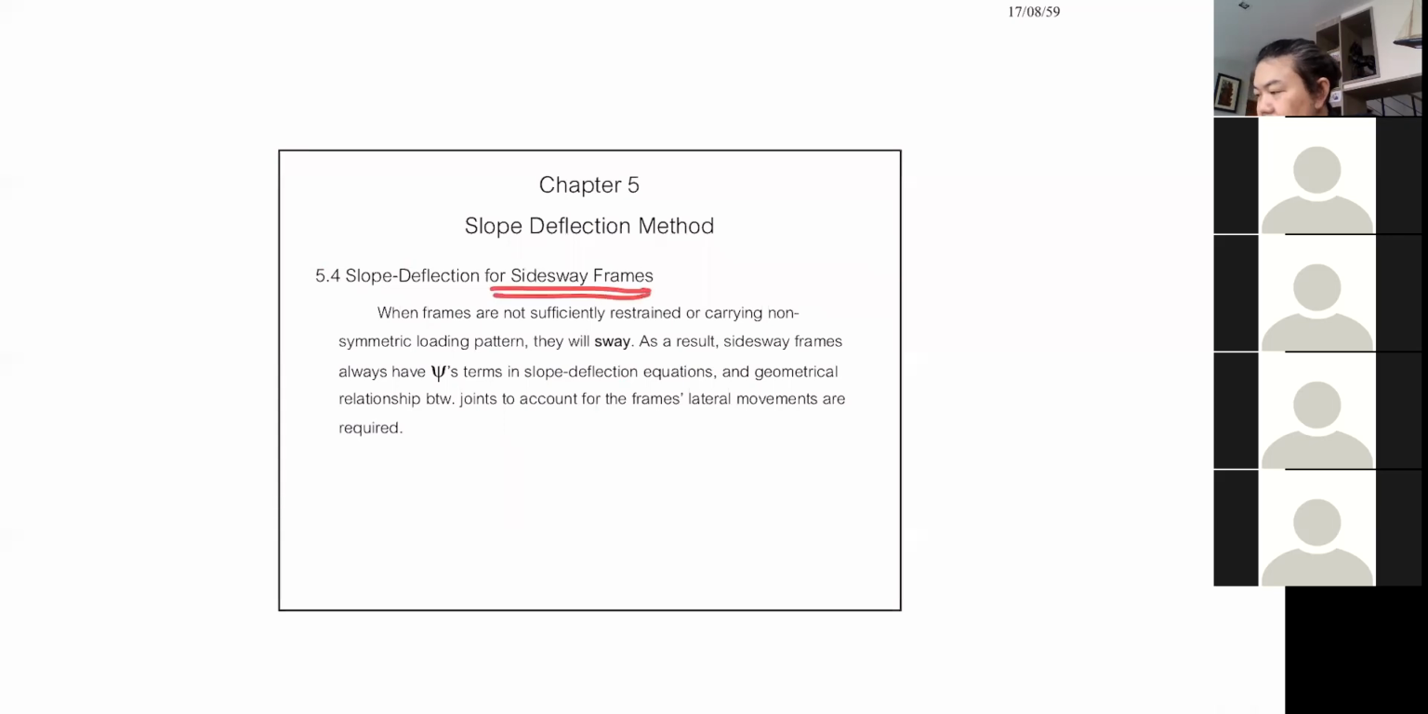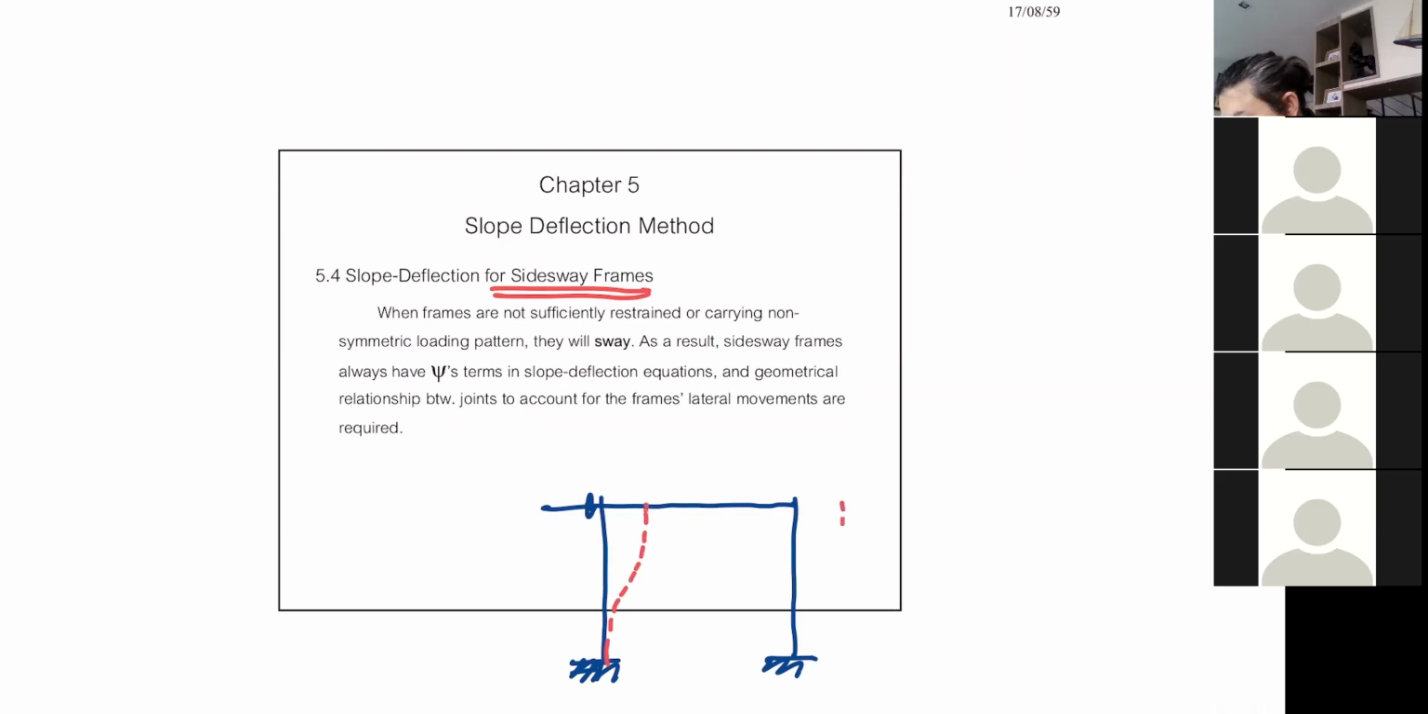Okay, so when the frame is going to sway, what's going to happen now? Means that it's just going to move to the side, right? Like that. And this will have some rotation. So it's going to go like that.